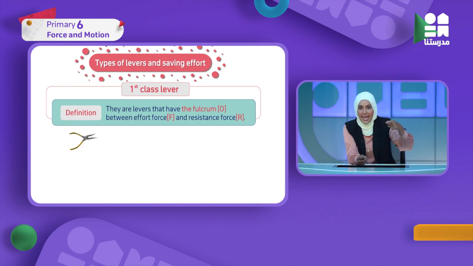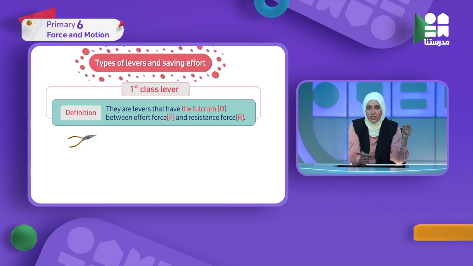The location of my hand, it's the effort force. The location of the object, it's the resistance. Let's look closely at this tool. There is something we took called force arm and resistance arm. What is the force arm? Force arm is the distance from the force to the fulcrum. Resistance arm, it is the distance from the resistance to the fulcrum.